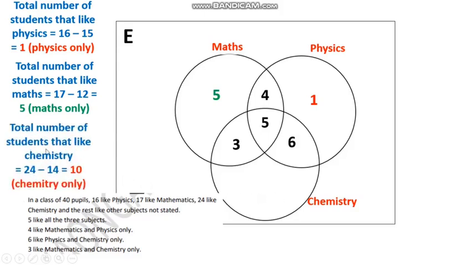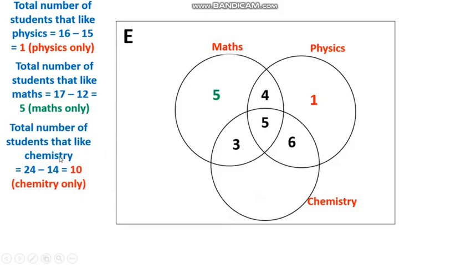Okay, so here I have said the total number of students that like chemistry is 24 minus 14. We are going to get a 10. So the 10 will be written right here. This 10 shows that these are the students that like chemistry only. So I hope it's clear. Okay, so this is how we can illustrate this information.